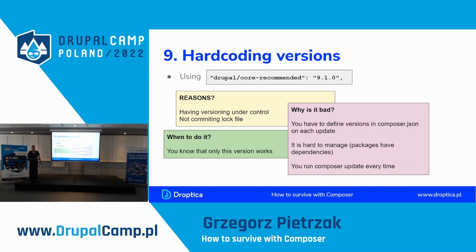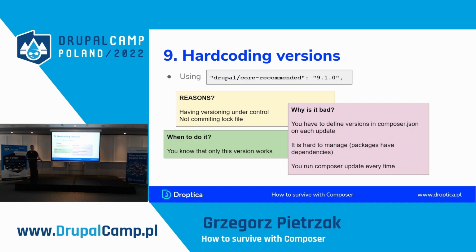So people tend to say that they want to have versioning under control. They don't want Composer to hassle with their package versions. And sometimes they don't want to commit their lock file. So this is good practice only when you know that only this package works. So if you know that you have one version of Drupal and the latest or later one will not work, you can use the version in the hard-coded form, right?